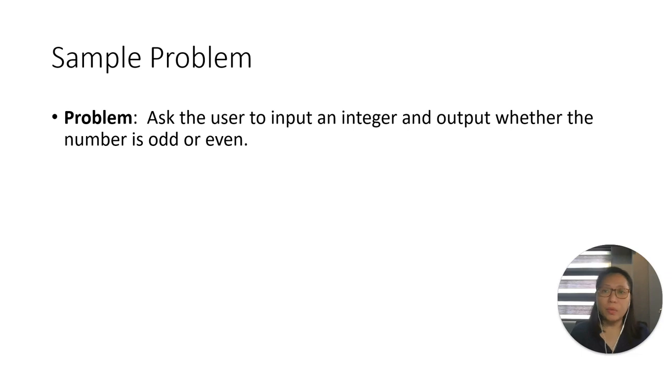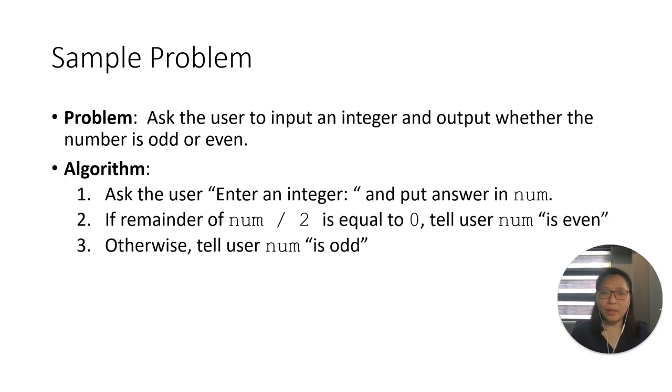So first, I know what our first step is: to know the input, if there's any output, and then the algorithm. What's the algorithm? The first step is to ask the user to enter an integer, and put the answer in a variable num. The second step is to check if the remainder of num divided by 2 is equal to 0. Tell user num is even. Otherwise, tell user num is odd.